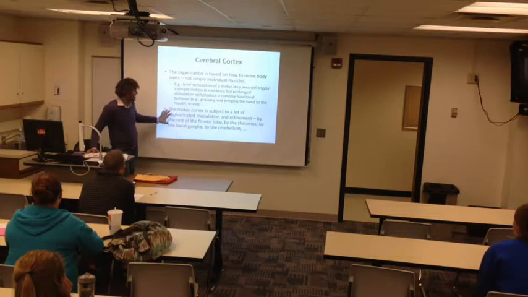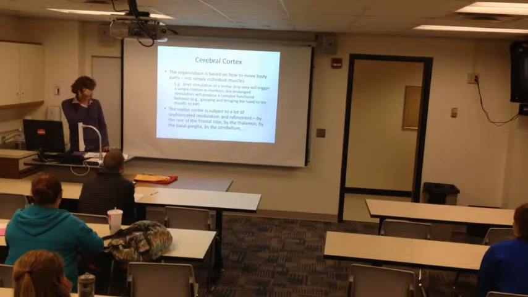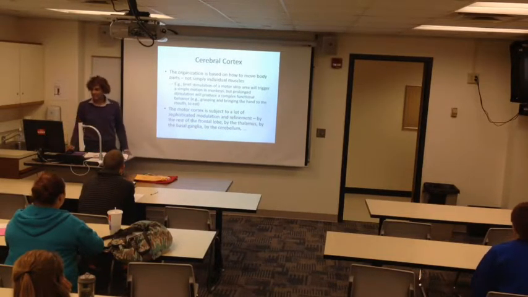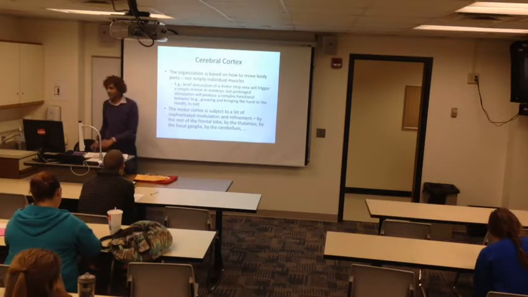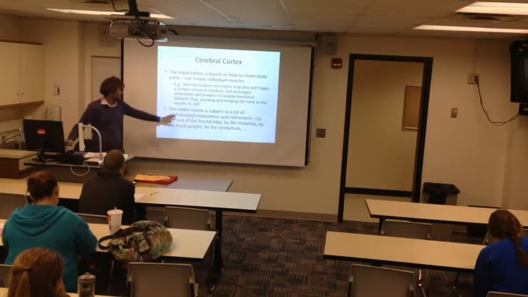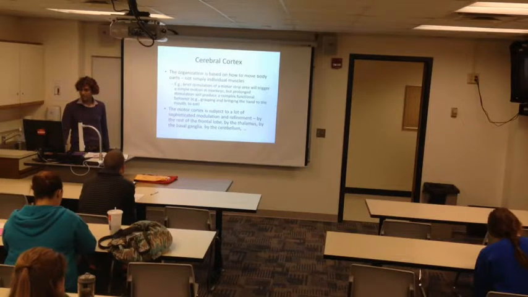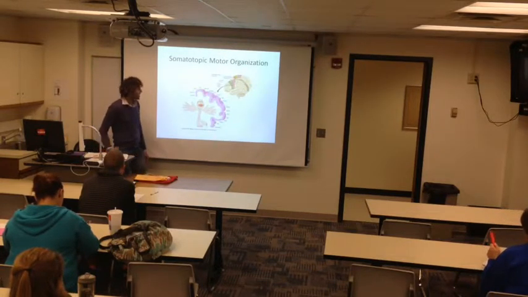And the motor cortex is subject to a lot of sophisticated modulation and refinement. It's kind of like the person who has 1,000 bosses. The frontal lobe, the prefrontal cortex, the thalamus, the basal ganglia, the cerebellum. Lots of different structures are modulating and refining the motor cortex, which is actually triggering these motions and functional behaviors. So here is a graphical representation of that.